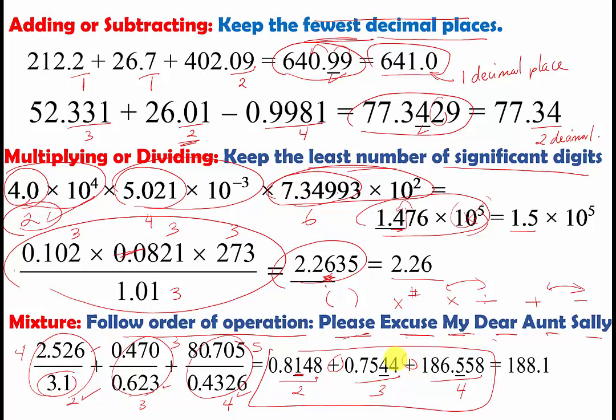Now, with this information, we have addition, isn't it? The rule for addition is to keep the fewest decimal places. We have 2 decimal places, we have 3 decimal places there, and we have 1 decimal place. So therefore, your answer must have only 1 decimal place. Again, let's go back. This one has 2 decimal places, 1, 2. This one has 1, 2, 3. This one has 1. And when you plug in your calculator, you just keep 1 decimal place.